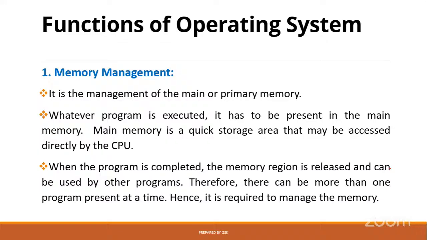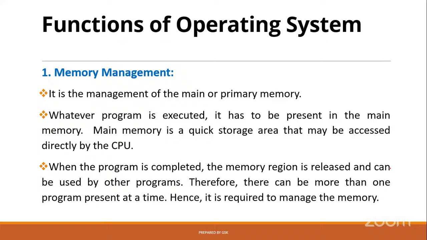Next concept is functions of operating system. This is also a very important topic. What type of functions can be done with the help of the operating system? First one is memory management. As we know already, memory in the sense primary memory. In this case, memory means primary memory. All the tasks, all the jobs, all the activities related to the primary memory will be maintained by the operating system. All the actions means what?